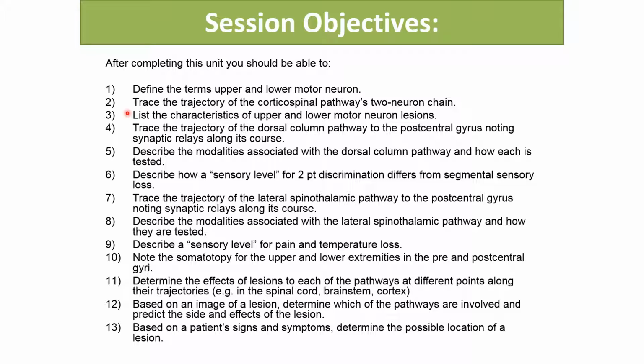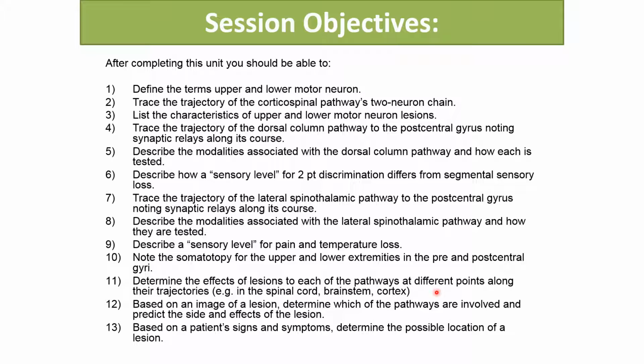In subsequent sessions, separate from this, we'll talk about the other pathways, the dorsal column lemniscal pathway, and the spinothalamic pathway. But for all of these, as indicated above, we want to identify the effect of a lesion at each point of the pathway as they travel along their trajectory, the spinal cord, brainstem, and cortex.